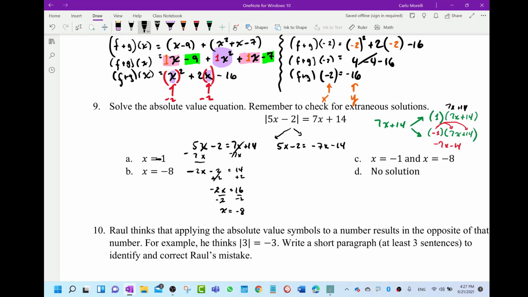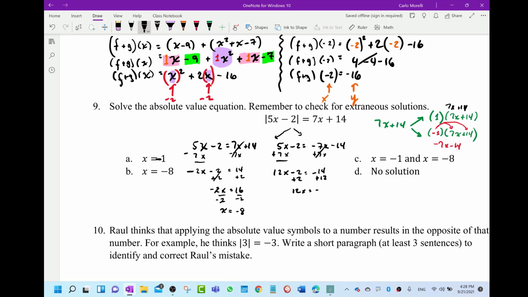So now, let's do this one. Here I'm going to add 7x. Add 7x. Cancel. Now I've got 12x minus 2 equals negative 14. And I'm going to add 2. Add 2. So now I have 12x equals negative 2.